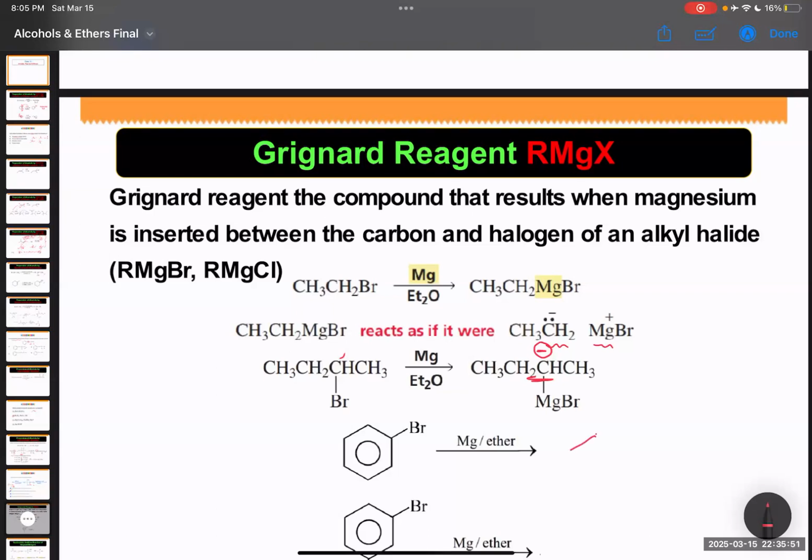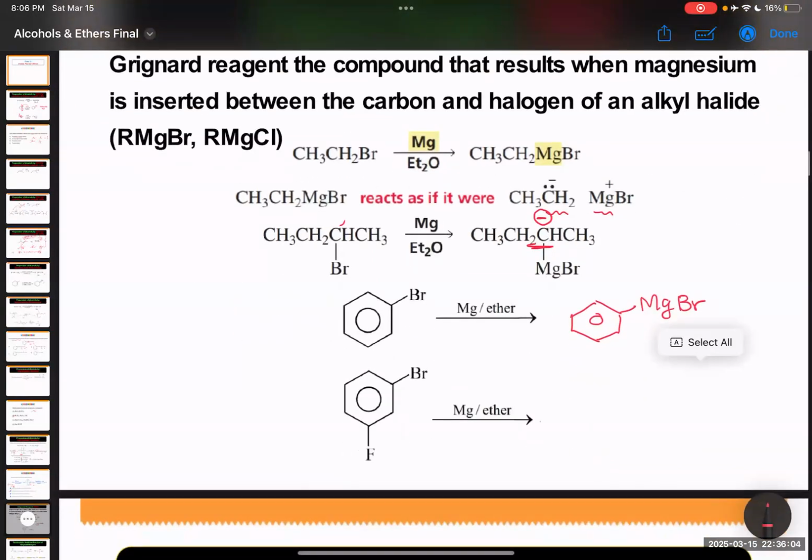Okay, for example, if I ask you to react bromobenzene with magnesium, you are going to get this one. This is the Grignard. So there is a minus charge on the benzene, plus charge on the magnesium. Magnesium is a metal.